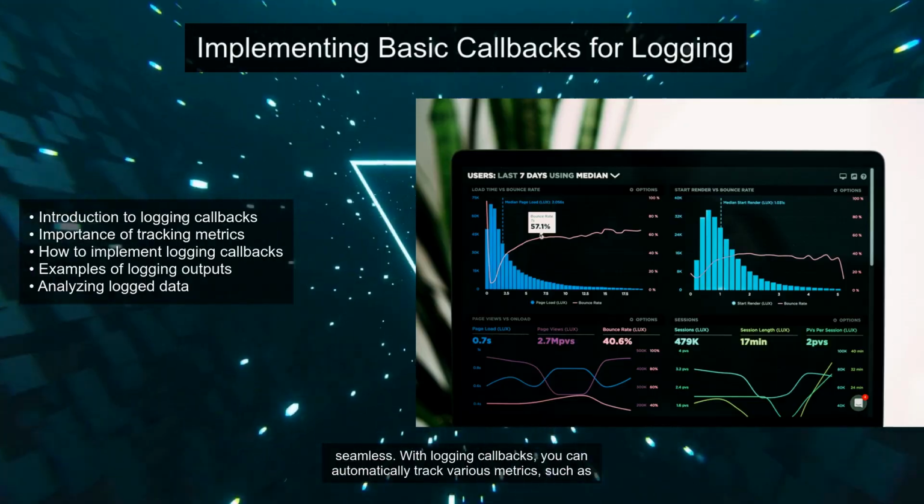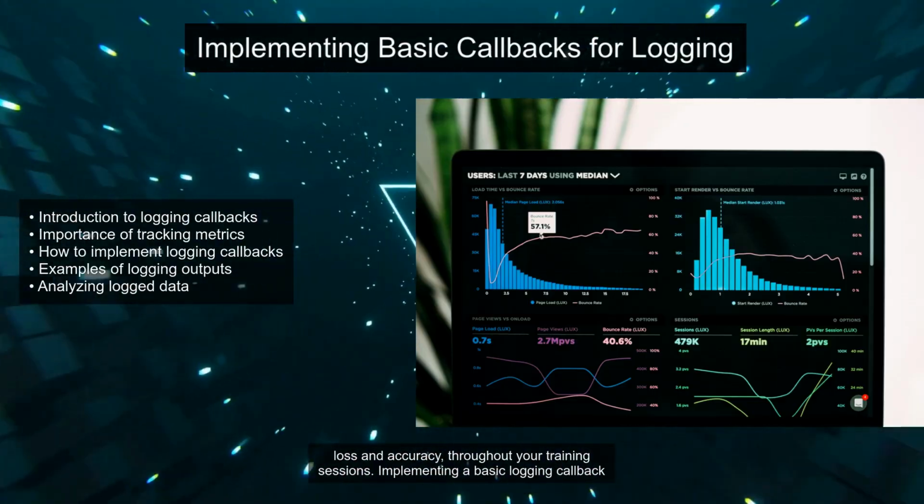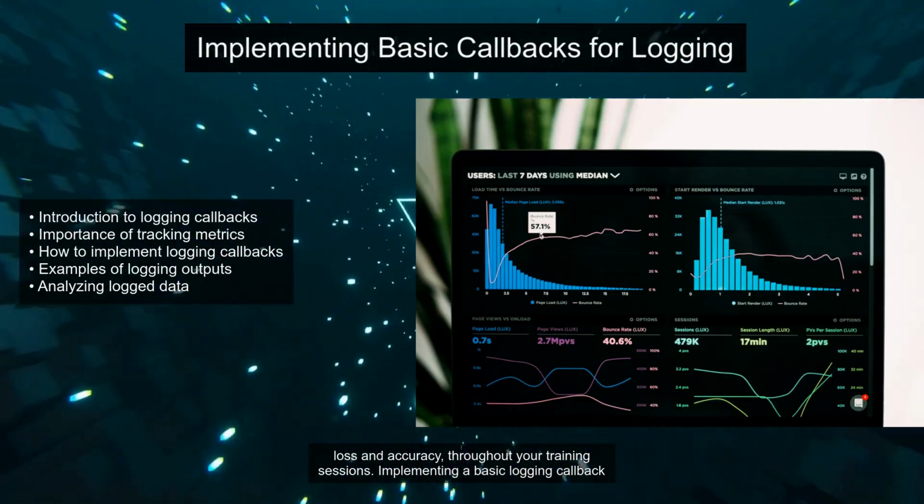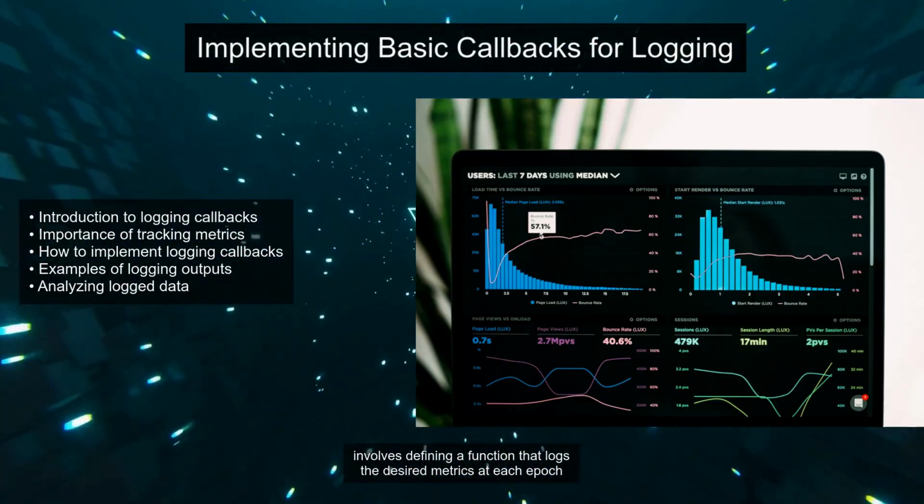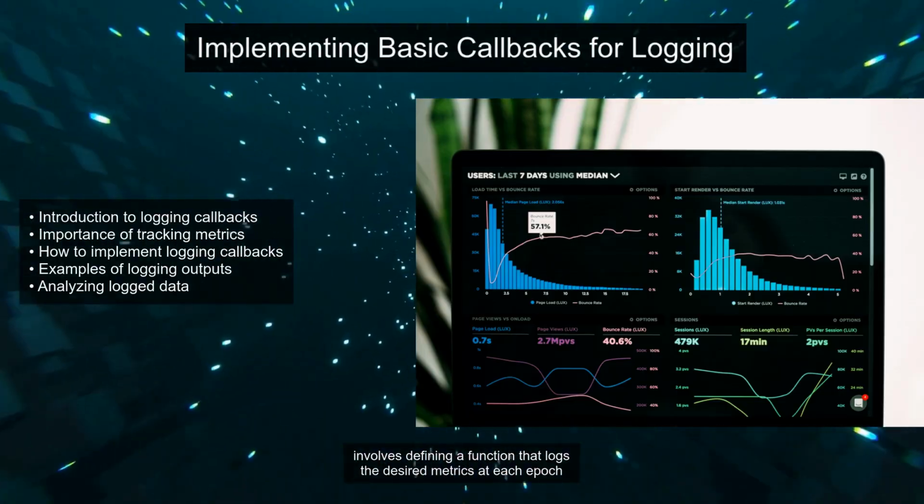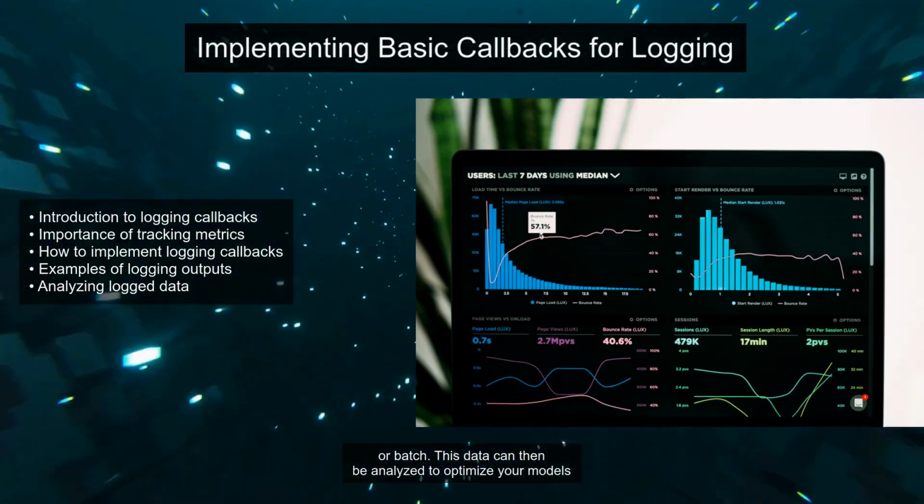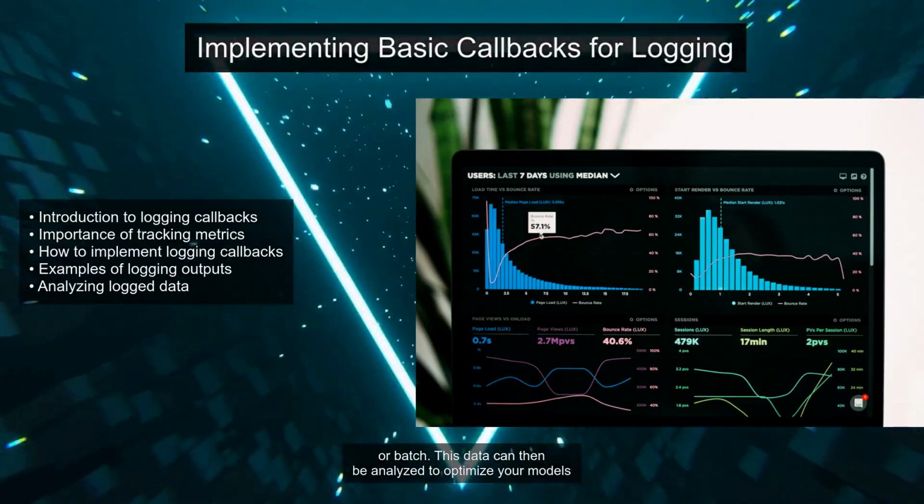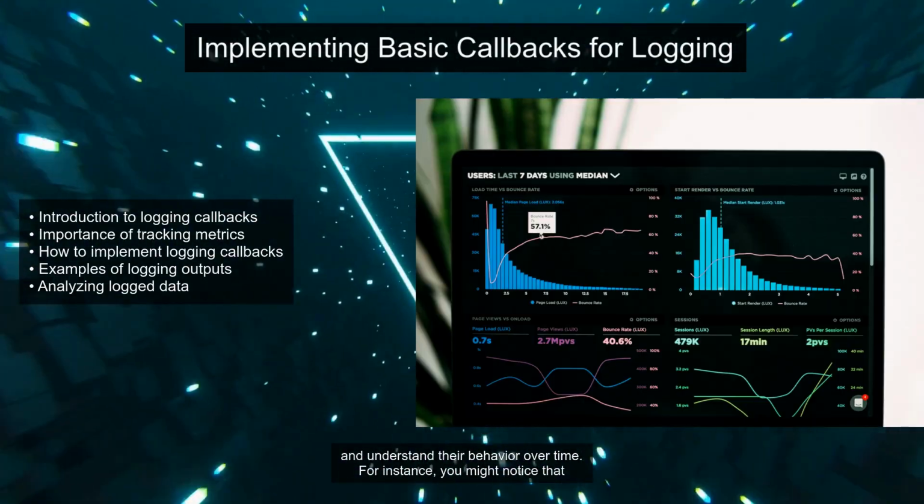Logging is a fundamental aspect of training models, and callbacks make it seamless. With logging callbacks, you can automatically track various metrics, such as loss and accuracy, throughout your training sessions. Implementing a basic logging callback involves defining a function that logs the desired metrics at each epoch or batch. This data can then be analyzed to optimize your models and understand their behavior over time.